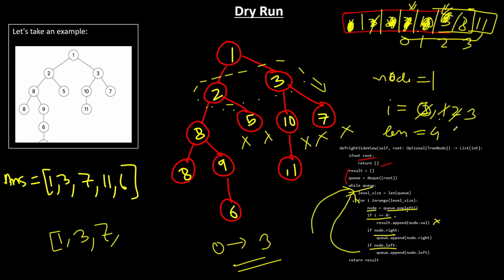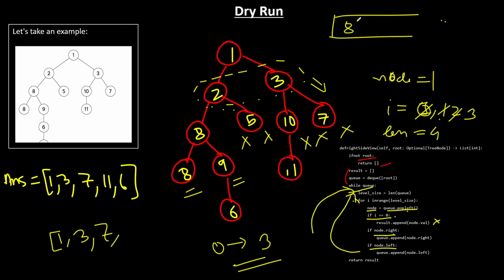When I becomes 3, we have 8, right? Let me clear this up and write it again. So we had 8 and 11, right? So for this particular 8, we have a right node, which is 9, and we have a left node, which is 8. And this is done. Okay.